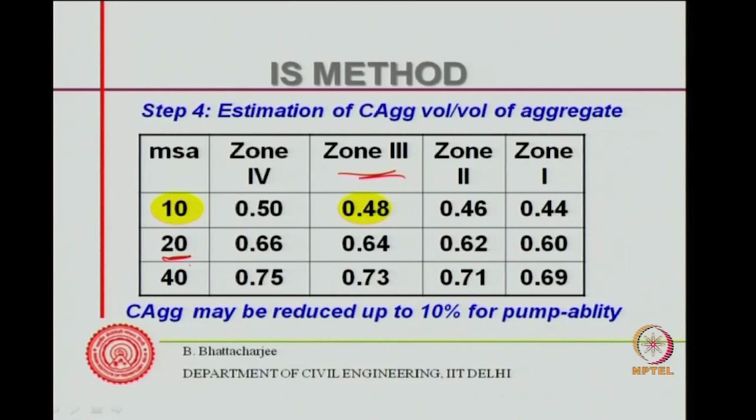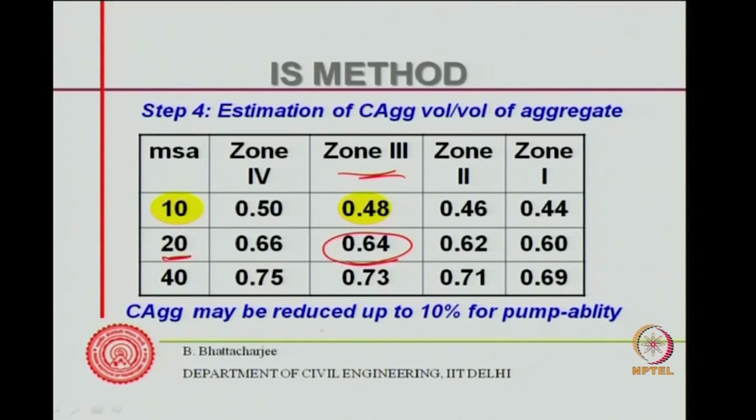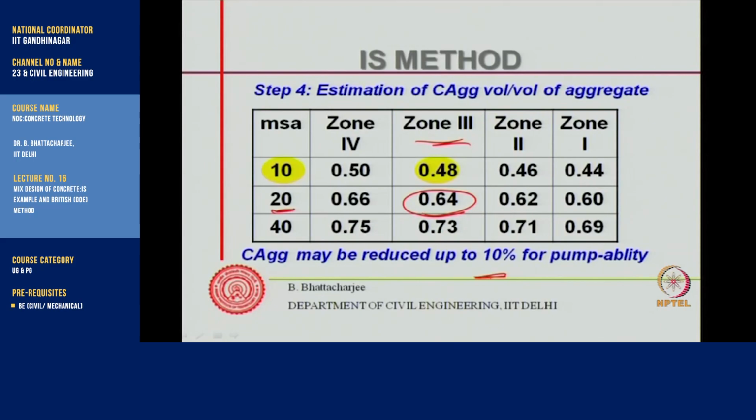0.48 if I am using MSA 10, but if I am using 20 then it is 0.64. If I want it to be pumpable, which is not there at the moment, then I can reduce it by 10%, but at the moment I have said it is 80 slump concrete only. So, there is no question of pumpability. So, in my case therefore, this would be 0.64 with MSA 20. MSA 10 it would have been 0.48, MSA 20 it is 0.64. So, my calculation should be done on the basis of 0.64.